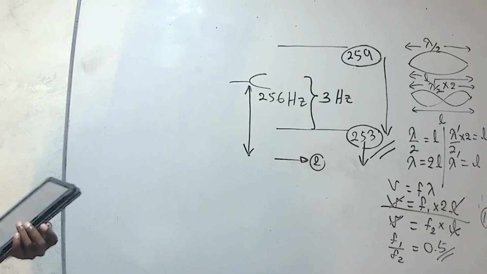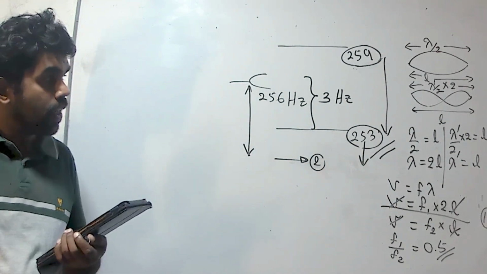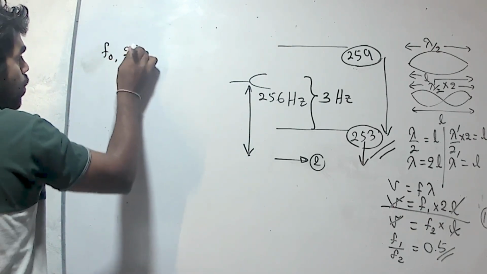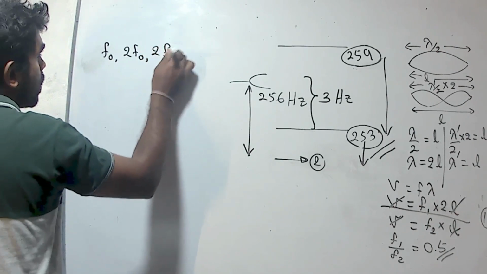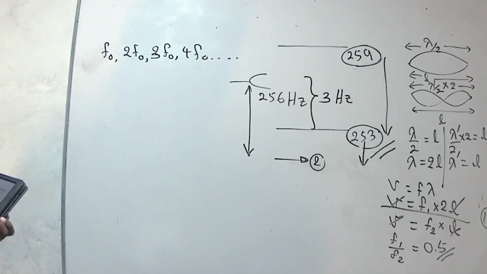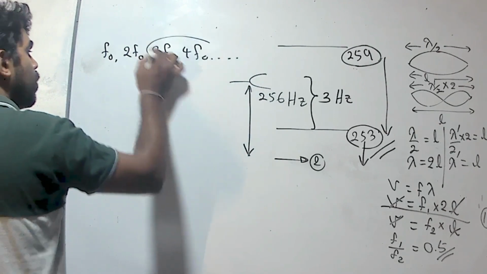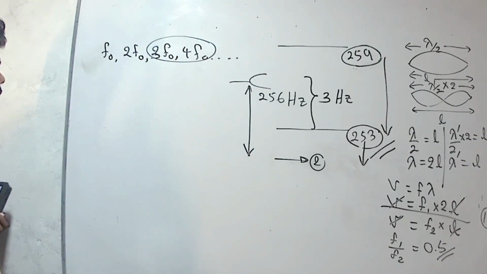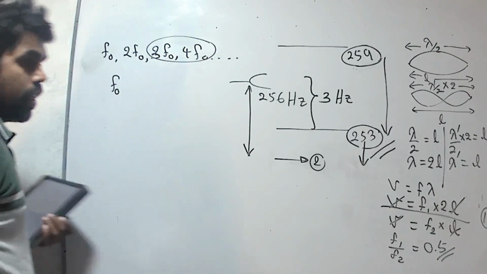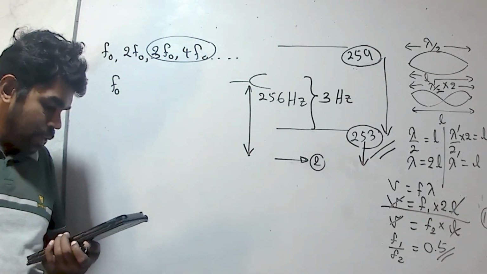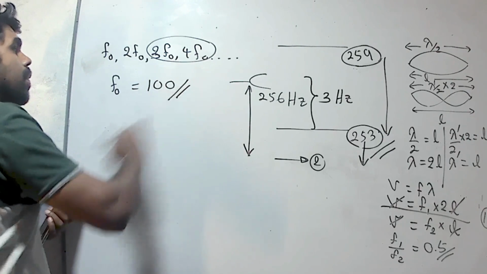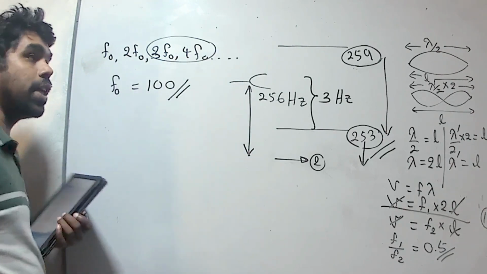For resonance states in a string, we can observe fundamental F0, first overtone 2F0, second overtone 3F0, 4F0, like this. Then the difference between two consecutive overtones should be equal to F0. Now they have given two consecutive frequencies, 300 and 400. The difference is 100. The difference is F0. It is equal to 100.